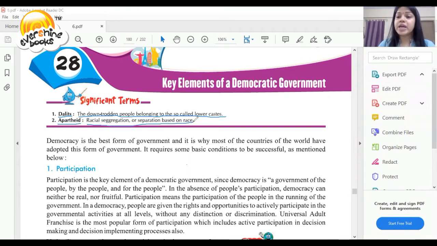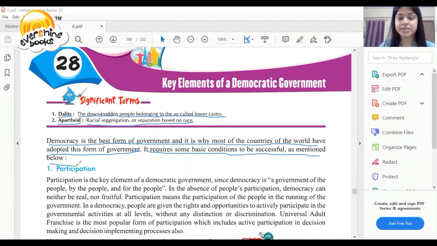So, dear student, let's begin with the chapter. First, we will learn what democracy is. As you can see on my screen, democracy is the best form of government, and that is why most of the countries of the world have adopted this form of government. It requires some basic conditions to be successful, as mentioned below.